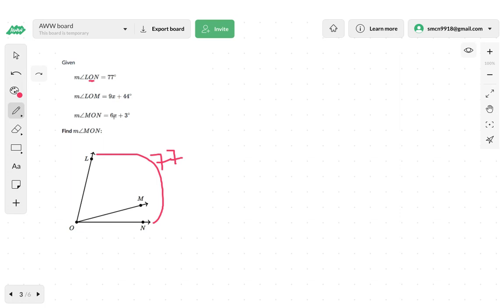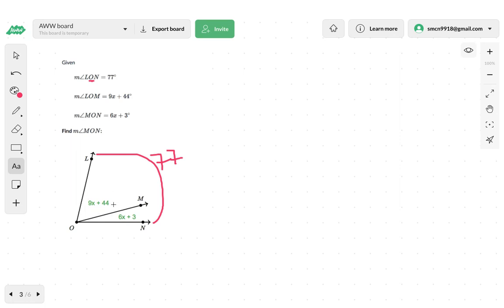Now for the second one, they said the measure of LOM is 9x plus 44. So I'm going to write that in. Let's put in 9x plus 44. And then they said that MON is 6x plus 3. So I'm going to write that in as well. 6x plus 3. They want to know the measure of angle MON.